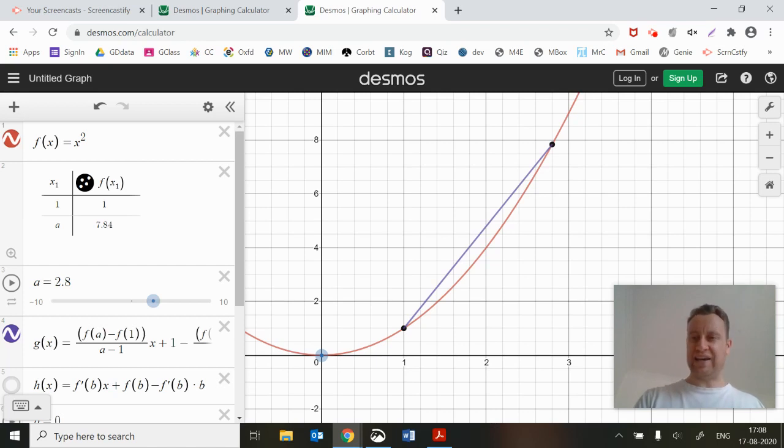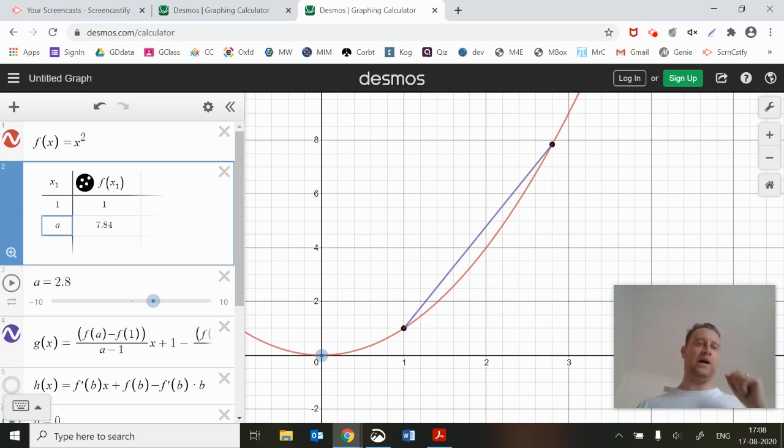Now, I also made a table in Desmos as well, and that's really easy to do just by typing table. And I think I changed y1 to f in brackets of x1 because I'd set up not y is equal to something, I set up f of x is equal to something. So that was pretty easy to do. But that's just plotting my point there. I'm plotting my point 1, 1, and I'm plotting my point A and 7.84.